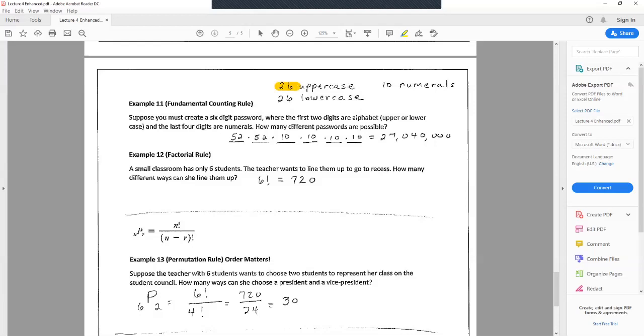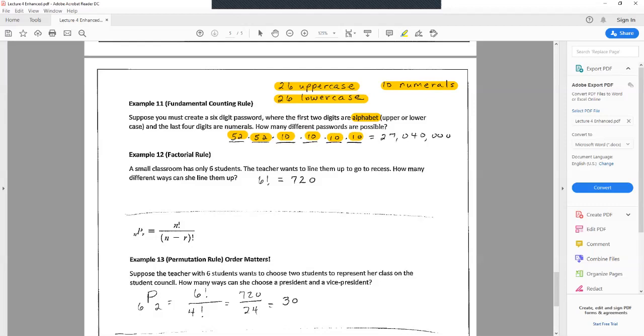Well, we have 26 uppercase alphabet letters, and we have 26 lowercase alphabet letters, and we have 10 numerals, right? 0 through 9 we could use. So the first time we pick a digit, it has to be alphabet, so we have 52 options. When we choose the second digit, we still have 52 options because it doesn't say that we cannot repeat the same letter. And then we have to make sure that the last 4 are numerals. And we know that we have 10 possible numerals each time.